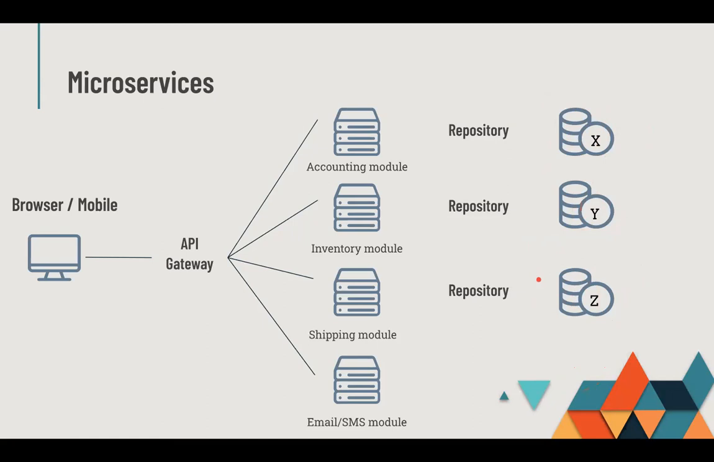What do you mean by different data sources, different databases? When we have different databases, we come up with the term polyglot data sources. That means not only one database type that we are familiar with, not only one single database type that we are interested in. We will have different databases with us. So the accounting module will have type X, inventory has type Y, and shipment has type Z.